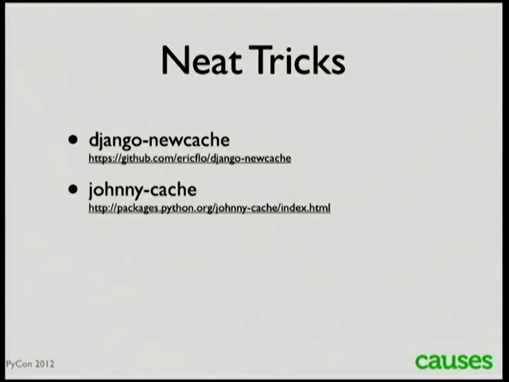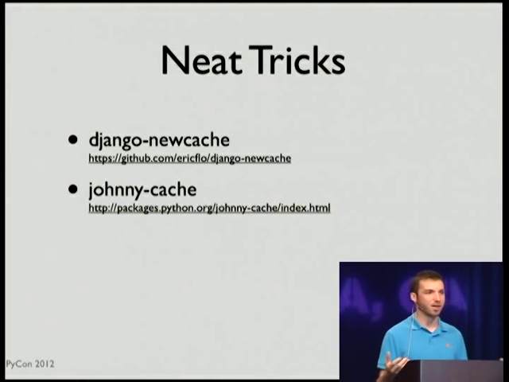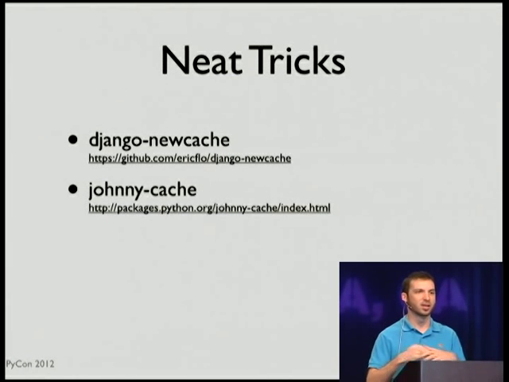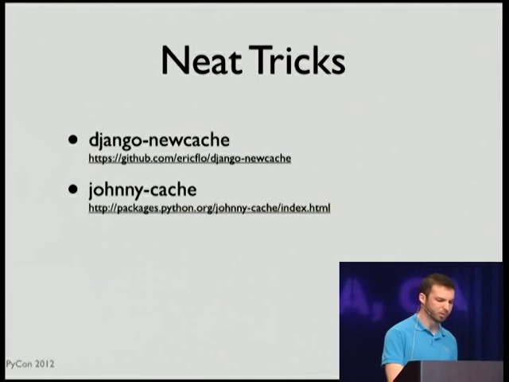Johnny Cache is a tool that is going to automatically cache all of your database reads. And so that's a kind of a neat trick in that it works at a slightly lower level of your stack so that it's the database queries that are getting cached rather than kind of the objects that are being returned.